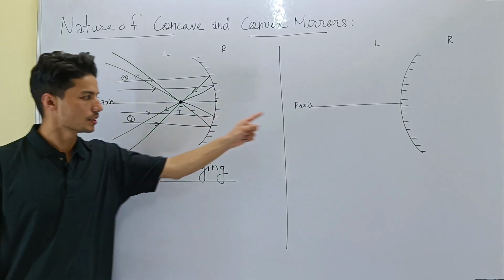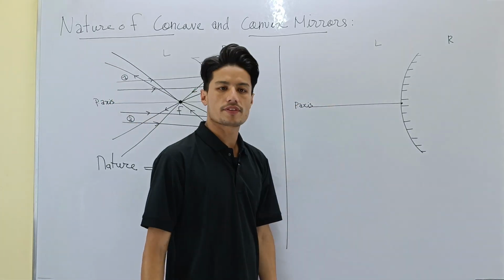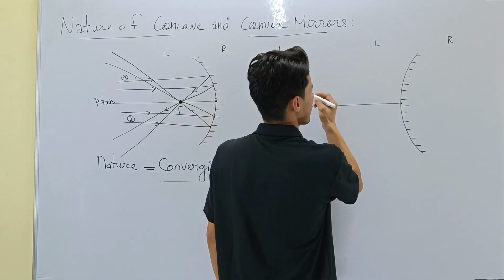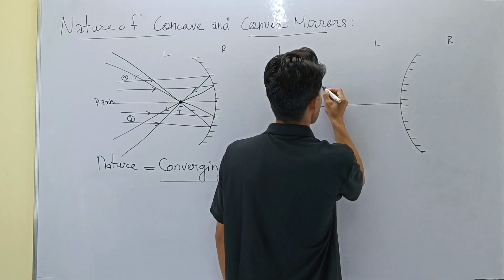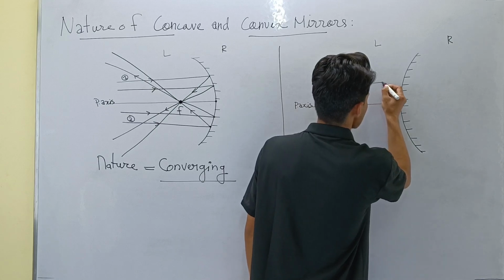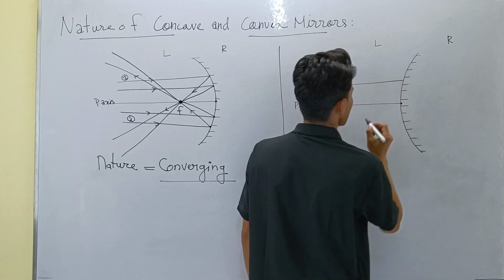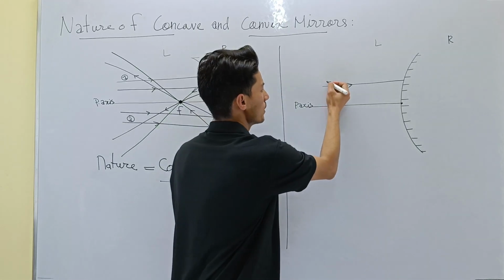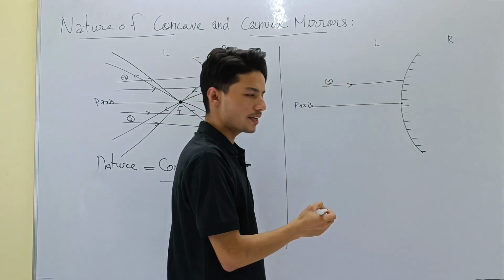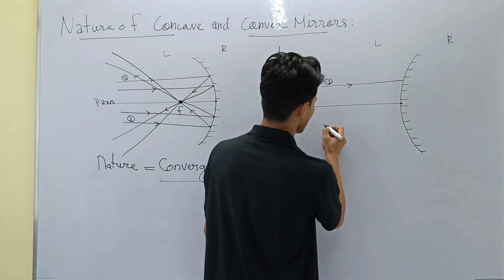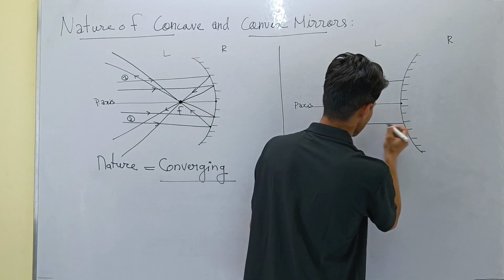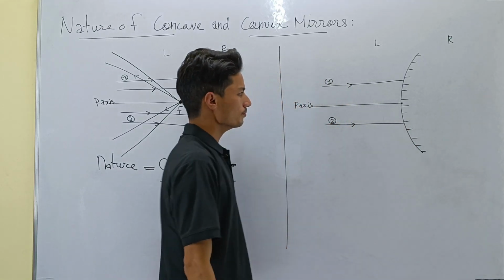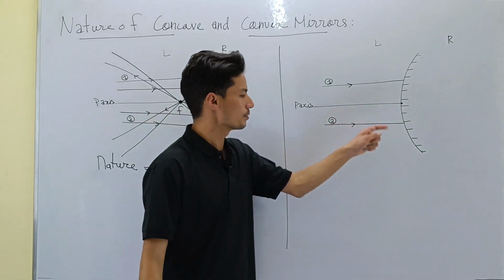Then we go to the next one, which is the convex mirror. So here, let us draw the rays again. Like in the previous case, let me draw one ray here. This is the ray coming from the source, heading towards the mirror. Ray number 1. Then again down, we will draw one more heading towards the mirror. This is ray number 2.